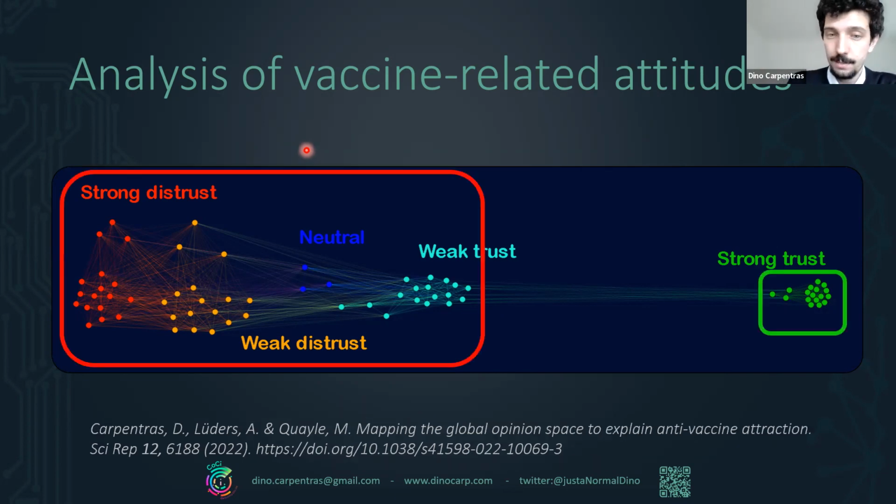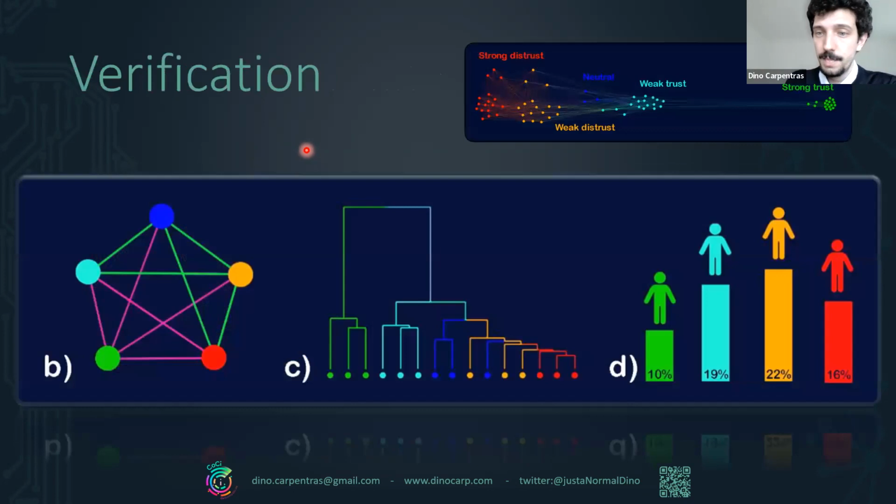So what we did then was confirm this with many different methods, for example, hierarchical clustering, and all these other methods showed that you can cluster it in such a way that the pro-vaccine attitudes are the most separate from the rest of the system.